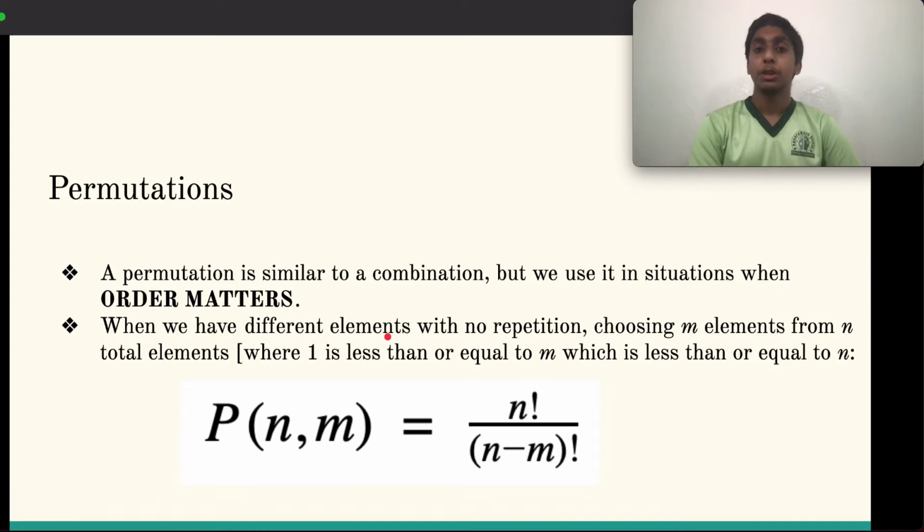Now, when we have different elements with no repetition, and we're choosing m elements from n total elements, and order matters of course, then this is our formula. When they write P(n, m), this means permutation of n and m, which is n factorial over (n minus m) factorial. And when it's a factorial, you're simply multiplying by every single number that's smaller than it. So 4 factorial is 4 times 3 times 2 times 1. That's pretty self-explanatory, but the main thing we need to know here is that when each element is different, with no repetition, so you don't have any 2 similar elements, and we're choosing m elements from this batch of n total elements, this is our formula.